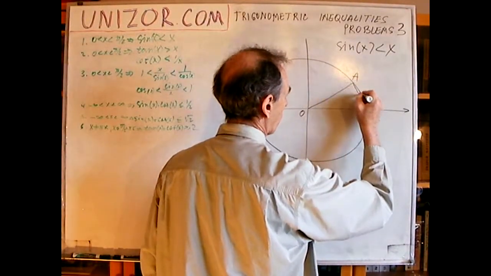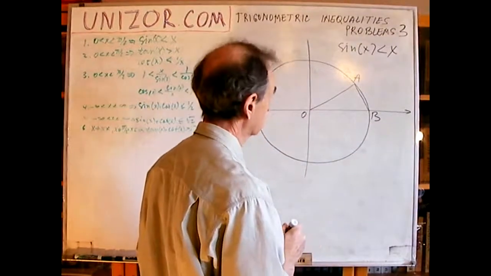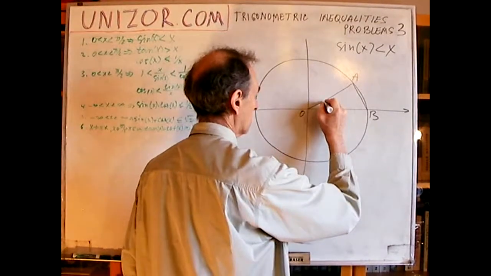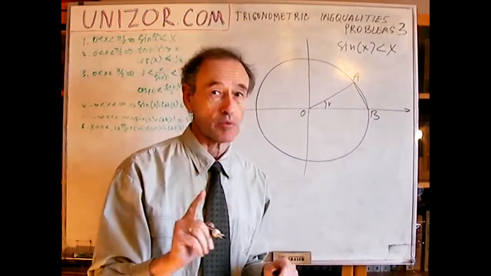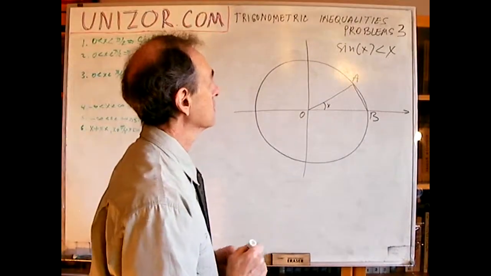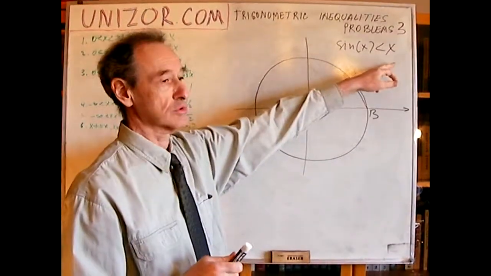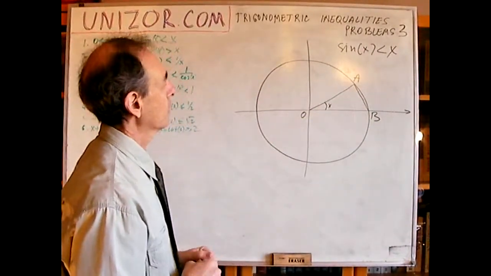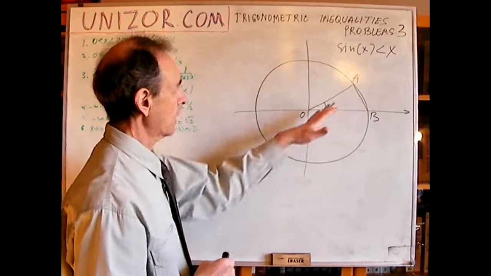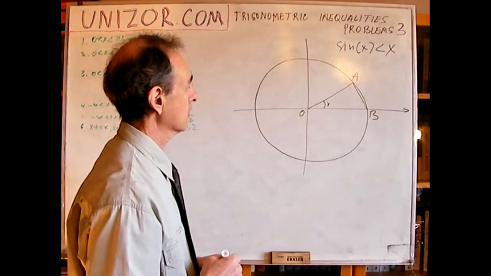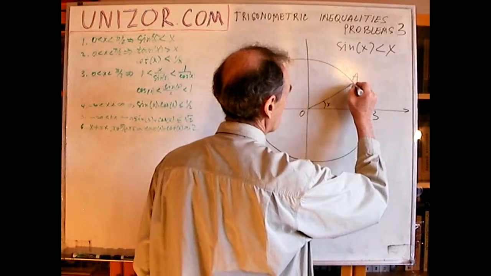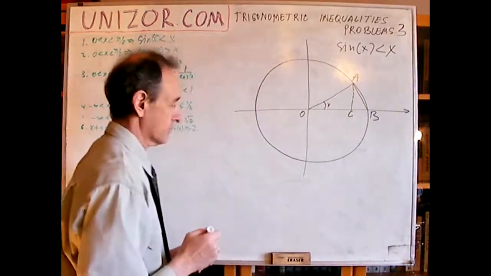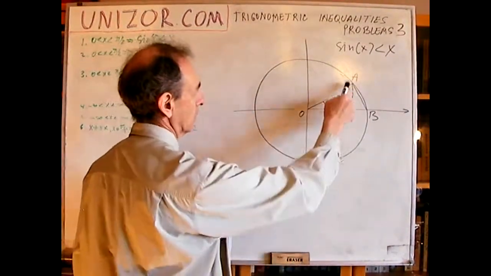Let me draw a chord AB. Let's say the angle is x. And I'm talking about radians, obviously. I mean, if you change it to degrees, it will definitely be wrong. So, we are talking about radians in this case. Now, I consider the altitude of the triangle OAB, AC.